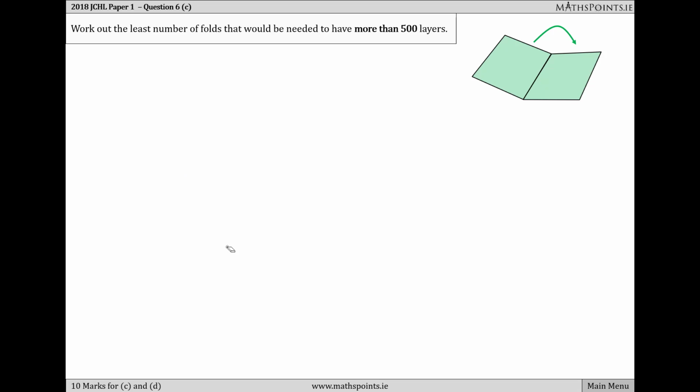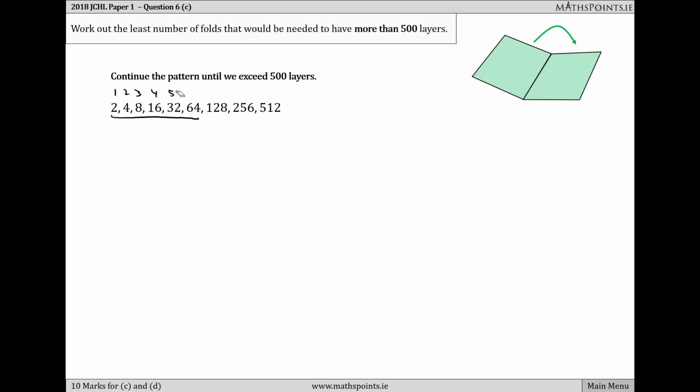The C part of the question asked us to work out the least number of folds that we would need to have more than 500 layers. So at Leaving Cert Higher Level, we can use what's called logs to solve a problem like this. But for Junior Cert, we literally just had to write out the number of layers. So we have 2, 4, 8, 16, 32 and 64. These were the number of layers for each of 1, 2, 3, 4, 5, 6 folds. And so we can see that we would get to 512 layers after 7, 8, 9 folds. So we'll need to fold at least 9 times to have more than 500 layers.